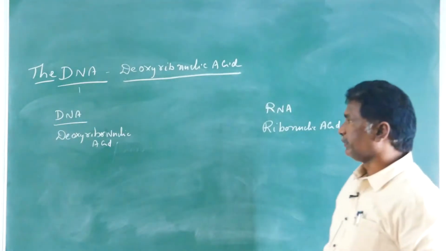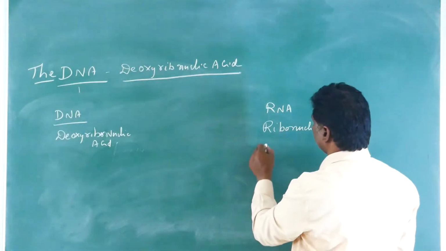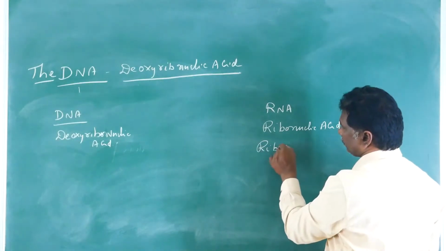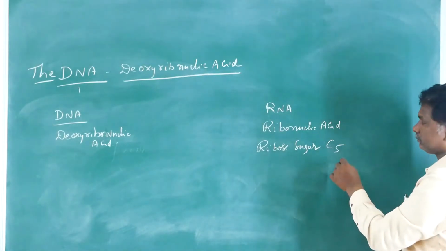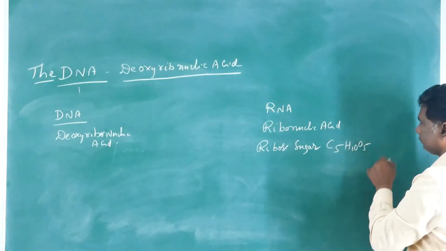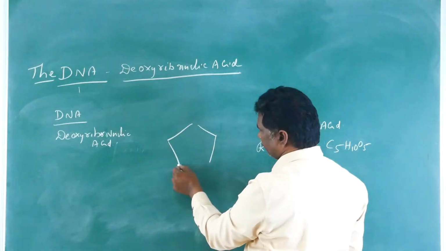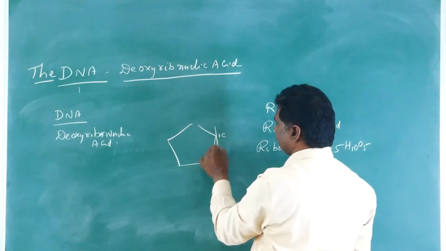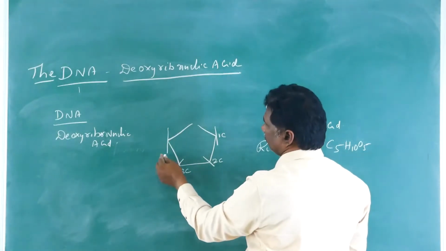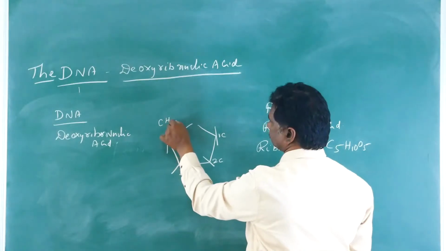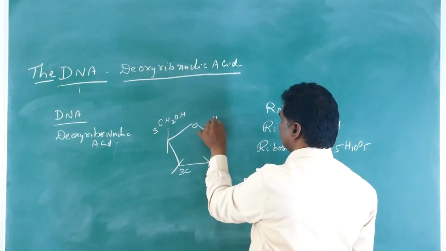So what is the major difference between the DNA and RNA? Only the presence of the pentose sugar. RNA has the ribose sugar, with the formula C5H10O5. When we are observing the ring structure of the ribose sugar, it is a pentose sugar. This is the first carbon, second carbon, third carbon, and this is the fourth carbon. This one is the fifth carbon.